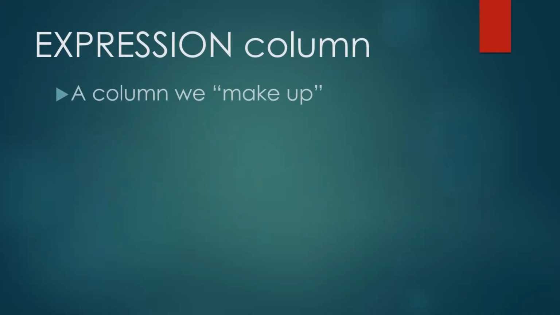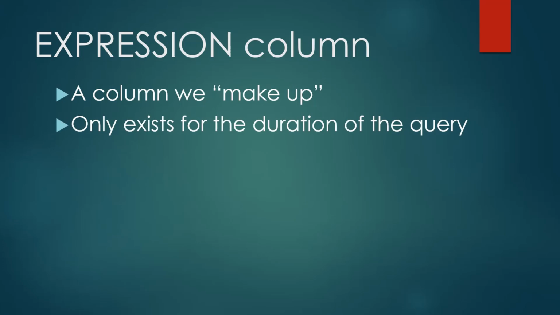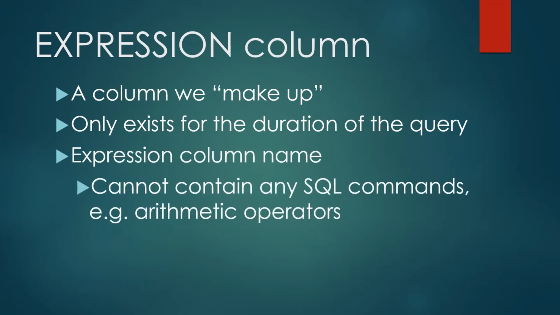So what we've created, just to recap, is an expression column. It's a column that we make up. We create it on the fly using any one of a number of SQL commands to create, shape, and chop and change the data within it. It only exists for the duration of the query. We're not creating a new physical column. It's only for the duration of the query, and after we've finished with the query, it doesn't exist anymore. The name of the expression column can't contain any SQL commands, such as arithmetic operators, and it has to start with a letter.